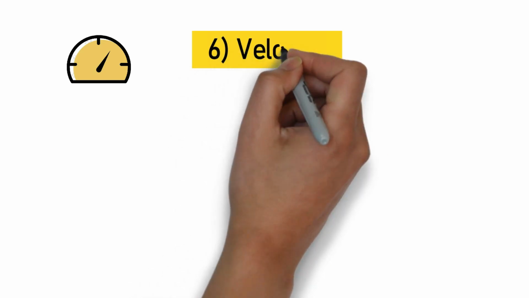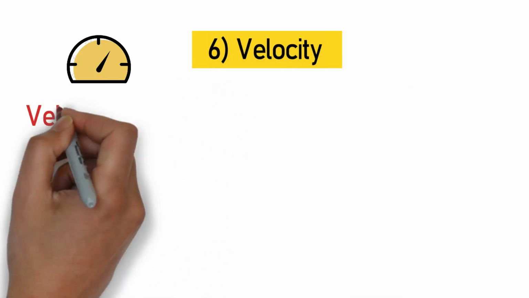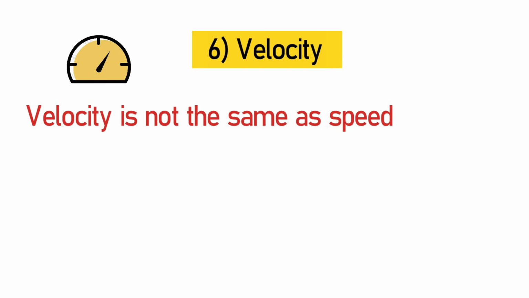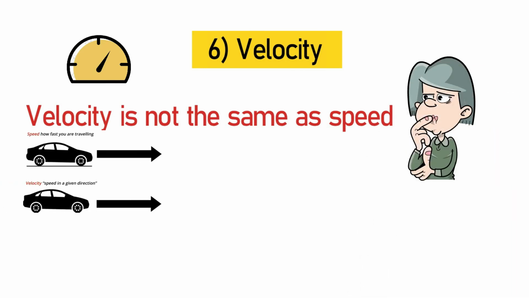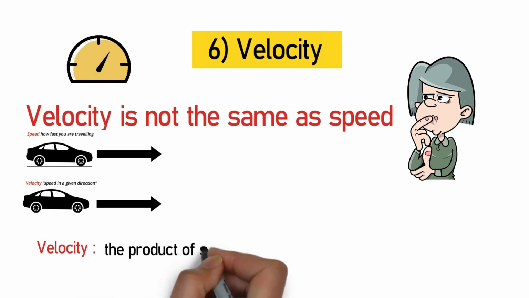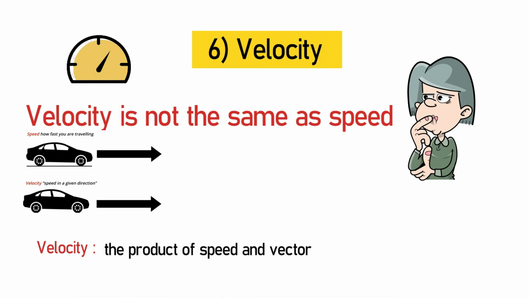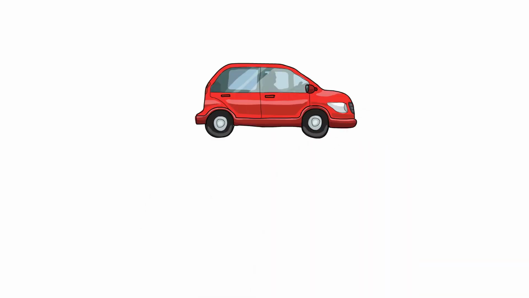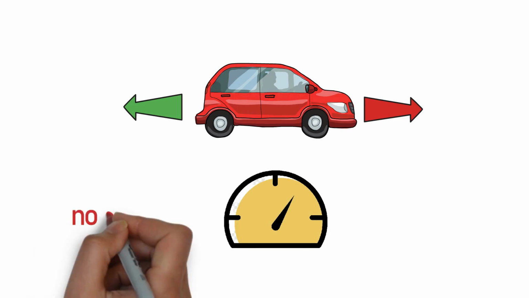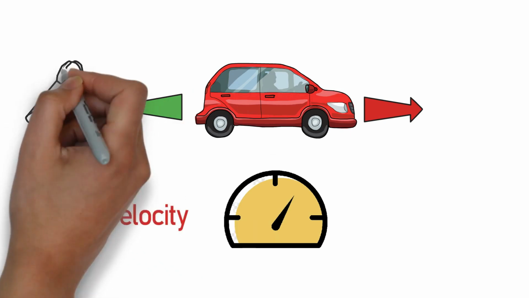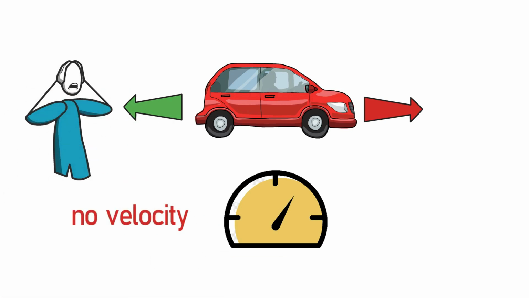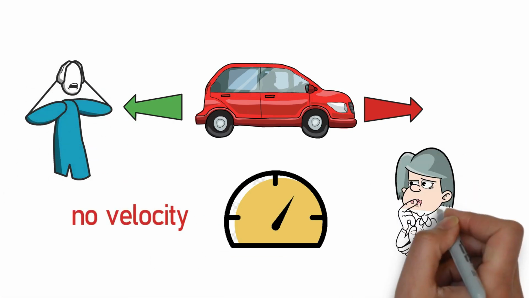Number 6. Velocity. Velocity is not the same as speed, and the two are frequently confused. Velocity is defined as the product of speed and vector, how quickly something moves. An object that takes 2 steps forward and 2 steps back has a certain speed, but no velocity. In real life, the addition of the vector, that crucial distinction, is what we should think about.